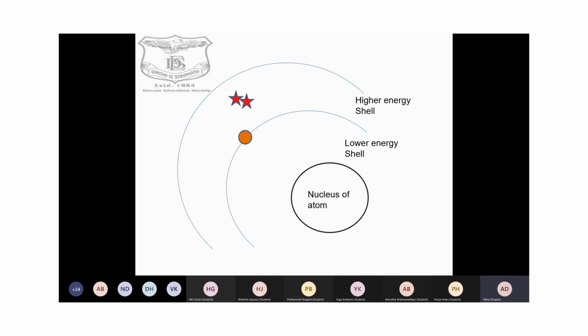When it jumps back to the original shell, it has given out that excess energy. And that excess energy is these two red dots, which indicate an amplification of the radiation which was originally given. So you have an electron which is acted upon by a photon of light, which jumps to a higher energy shell, and when it comes back to its original shell, it gives out more photons of light. Now this is happening with one atom. If multiple atoms act in a similar manner, you are going to get laser.